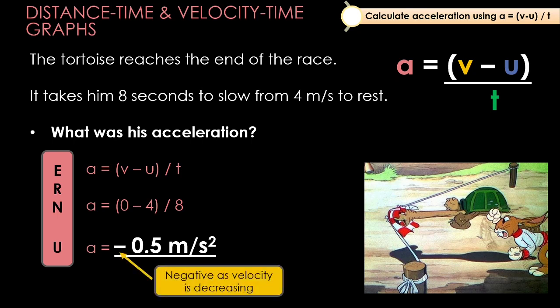Now that negative means that the velocity was decreasing. Remember, velocity is a vector, meaning that it has a direction as well as a magnitude. Now we tend to assign one direction as being positive and one direction as being negative. And because he's slowing down, we would assign that as the negative direction for that. So negative 0.5, he is decelerating rather than accelerating.